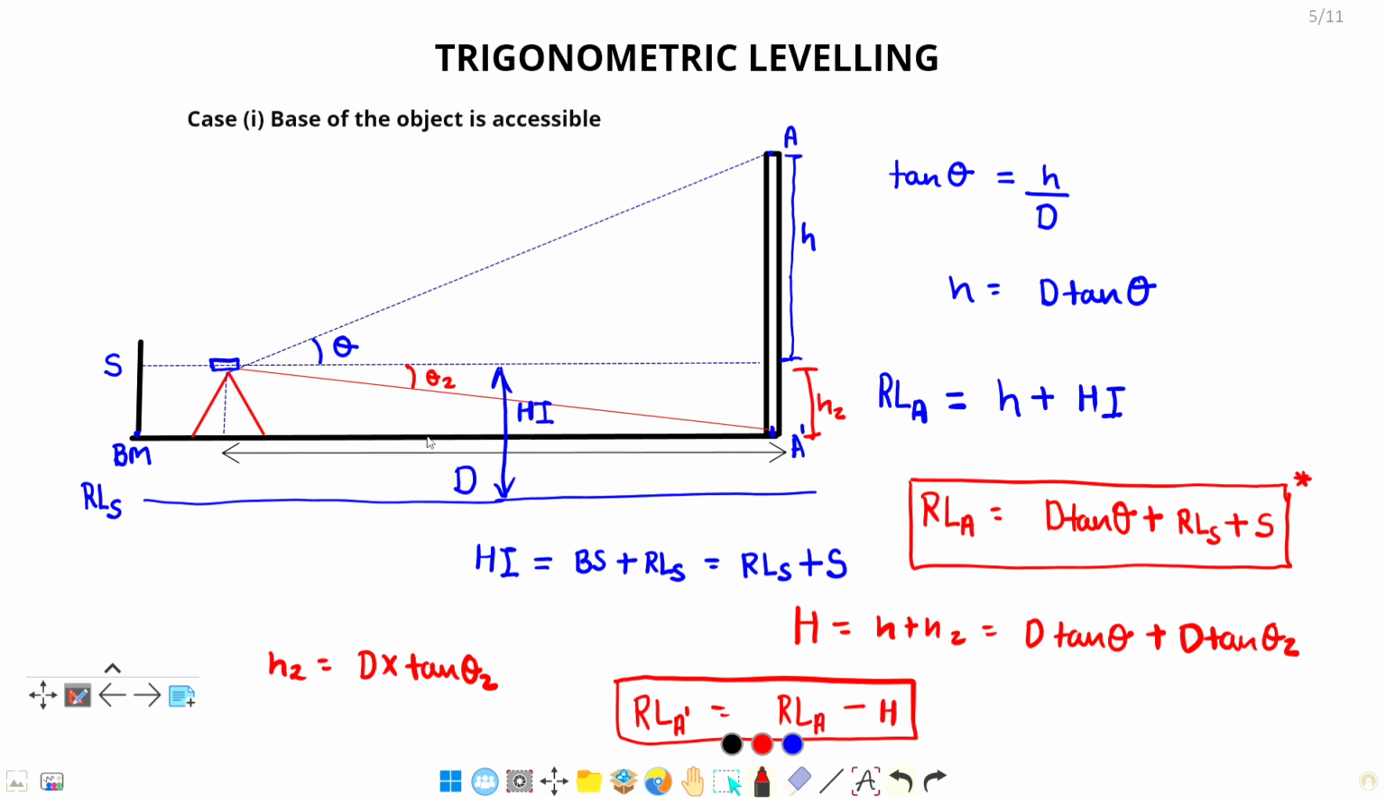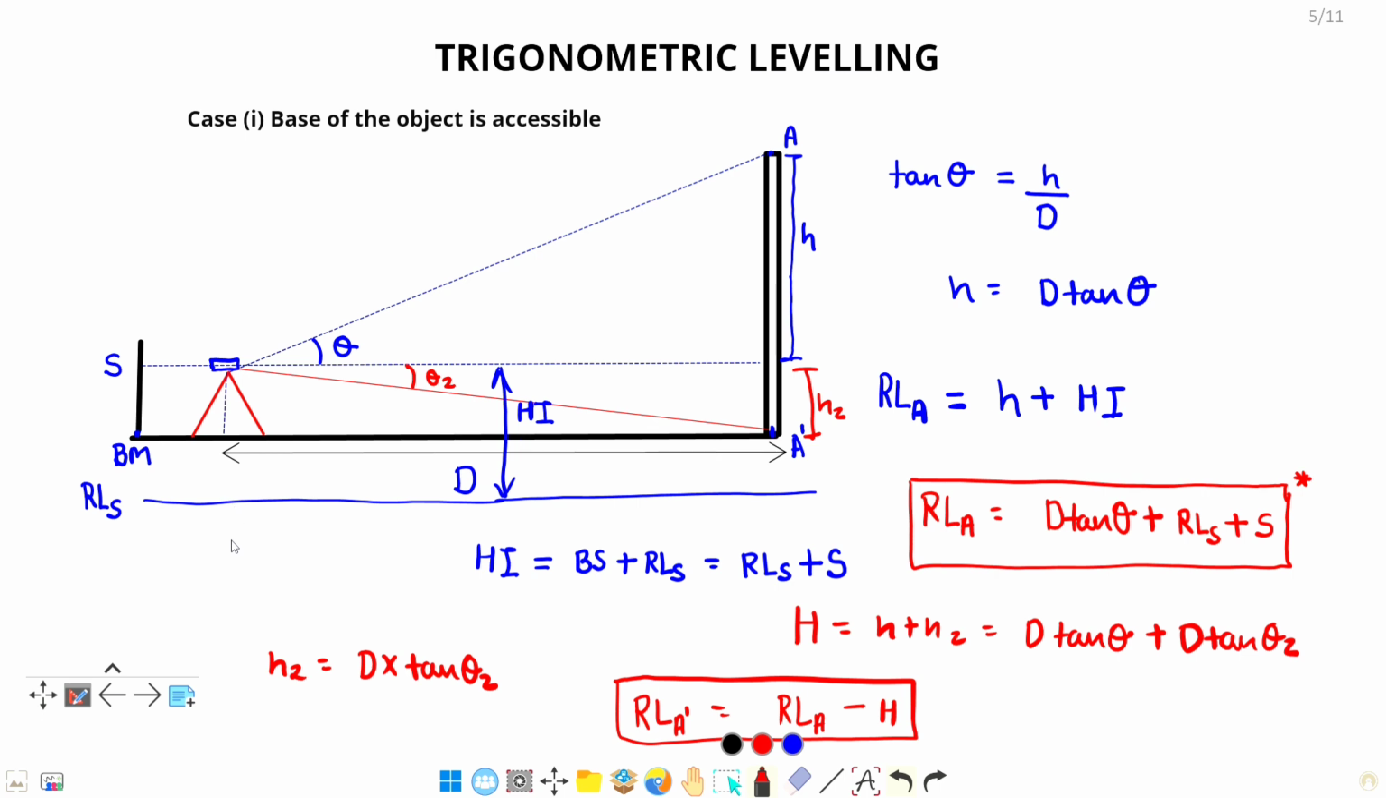I am representing this line as a straight line, but it is not straight all the time. There will be some undulation between them. So it is not necessary that A dash and benchmark will be at the same level. Just keep it in mind.